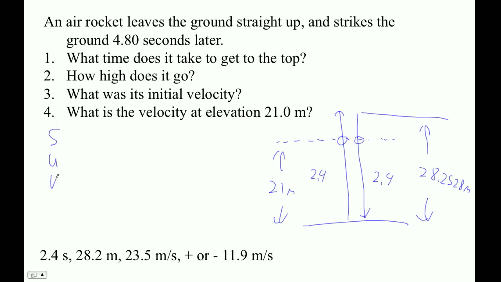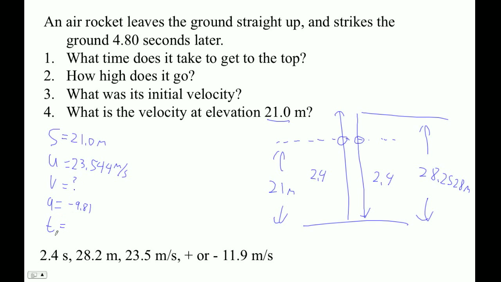So S, U, V, A, and T. Our initial velocity is still 23.544 meters per second. Our final is not 0. In fact, that's what we're trying to find. It's not 0 because it's not at the top. A is negative 9.81. Our time isn't 2.4 because it's not at the top. Oh, S, we know what S is. S is our 21 meters.